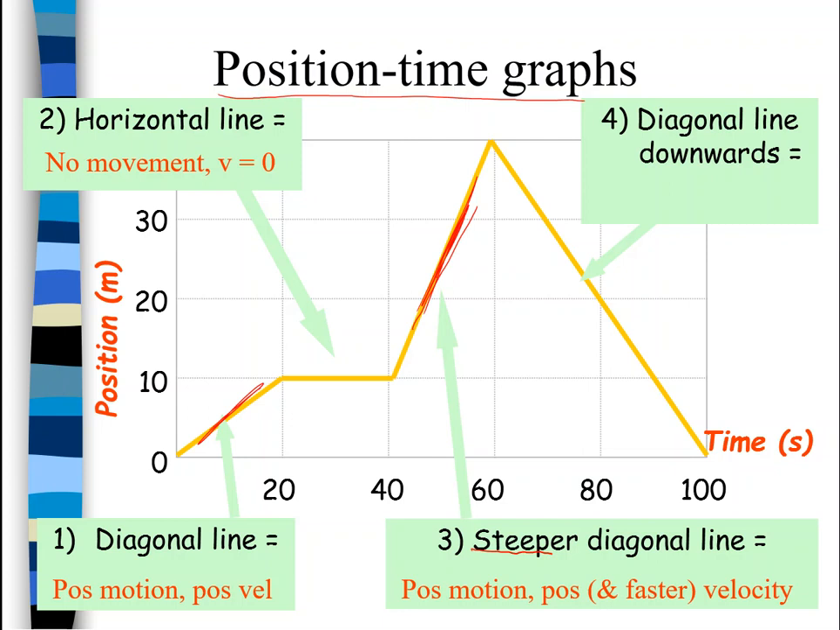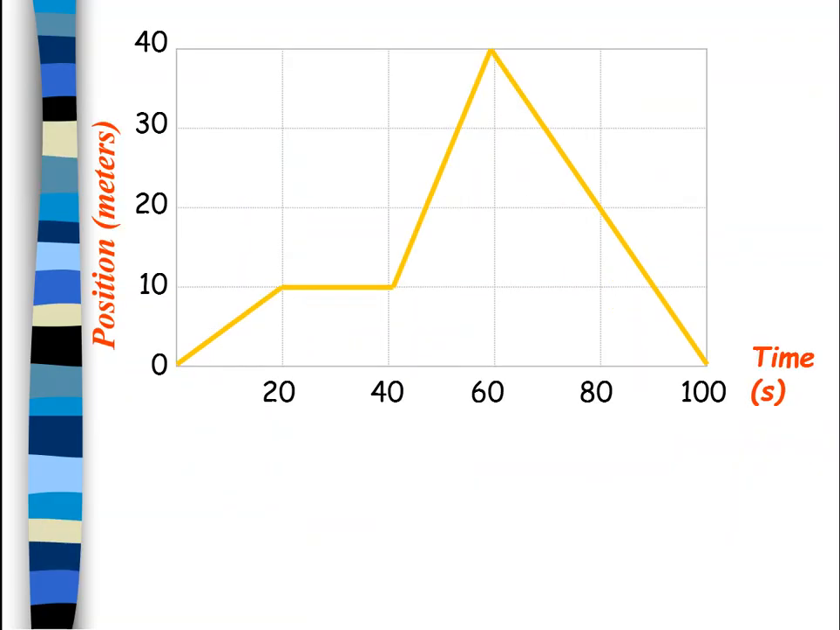We have a negative displacement because we'd be saying final, which is 0, minus initial, which is 40 meters. So we'd have negative 40 meters as our displacement, and that means we're going to have a negative velocity, because velocity is displacement divided by time. Time is always going to be positive. It's a scalar.